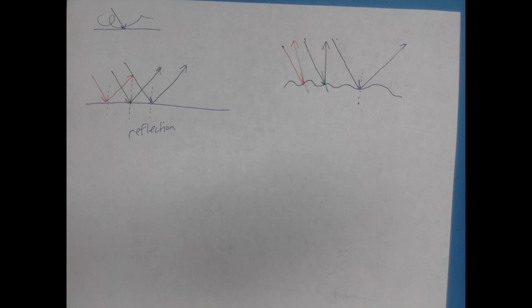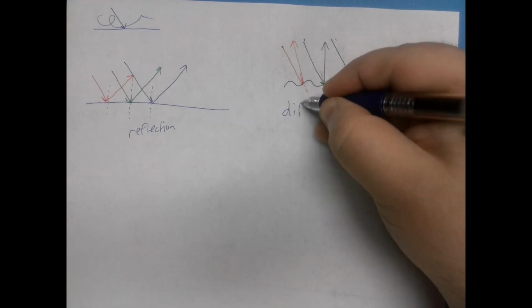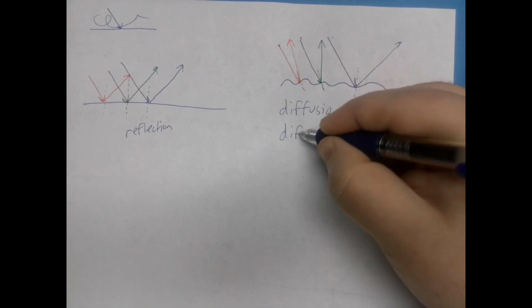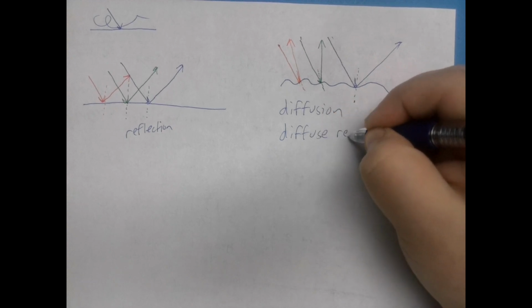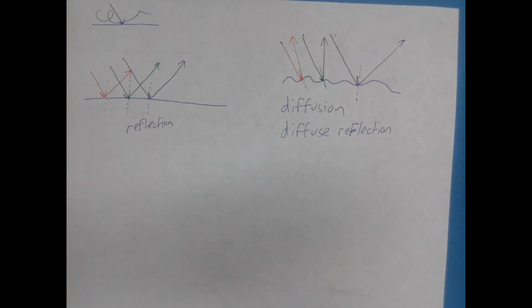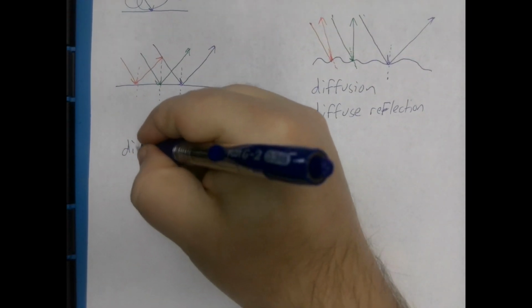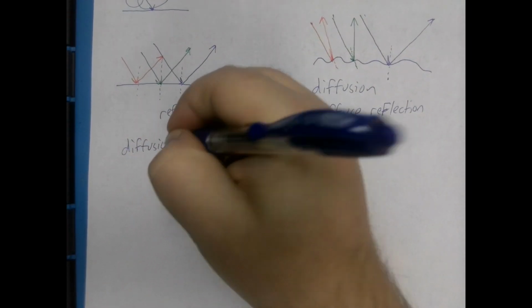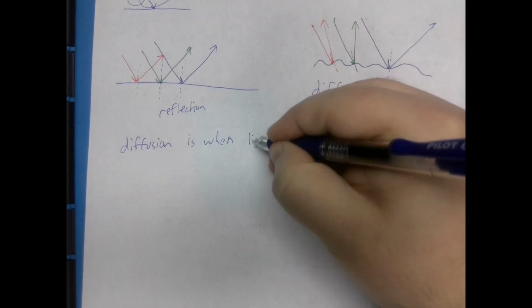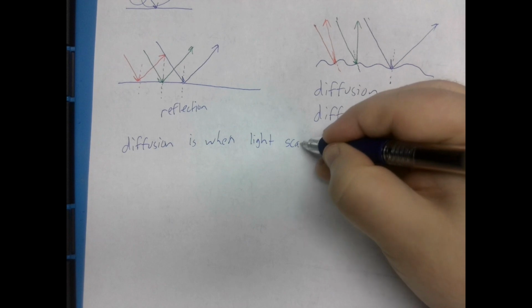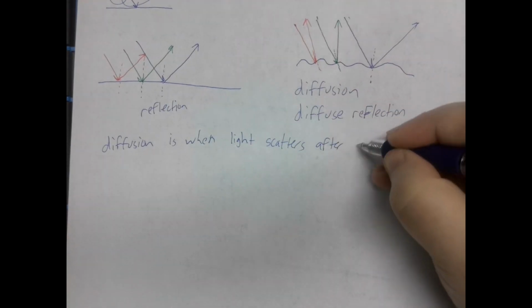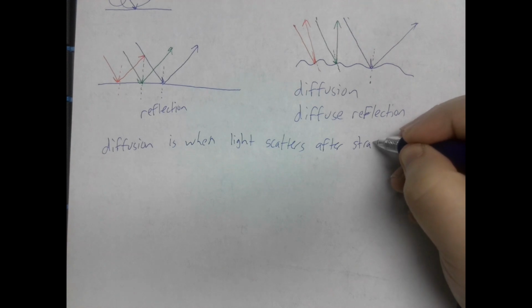This is known as diffusion, or a diffuse reflection. Diffusion is when light scatters after striking a material.